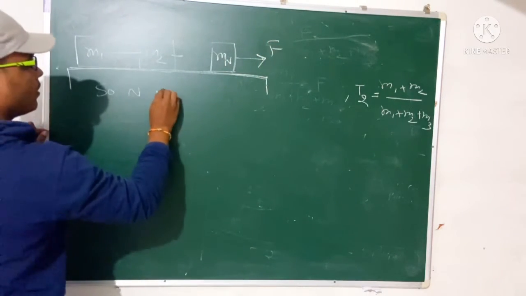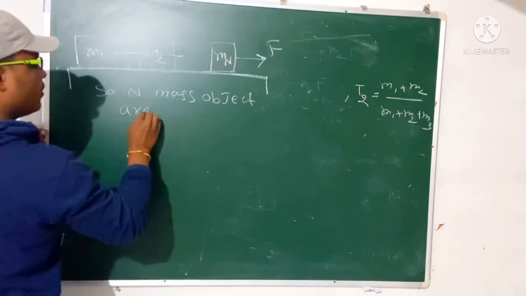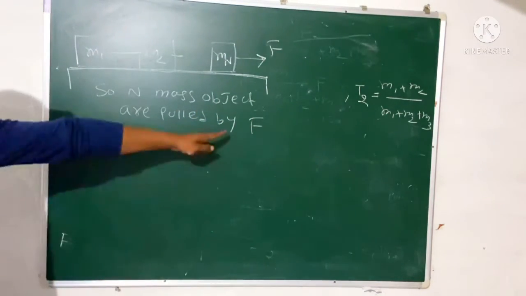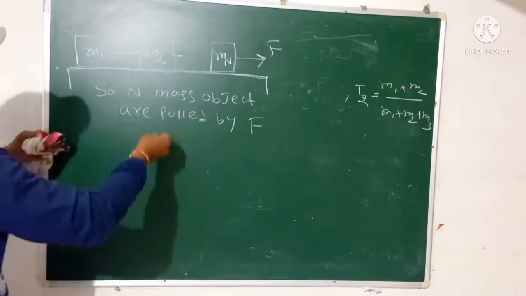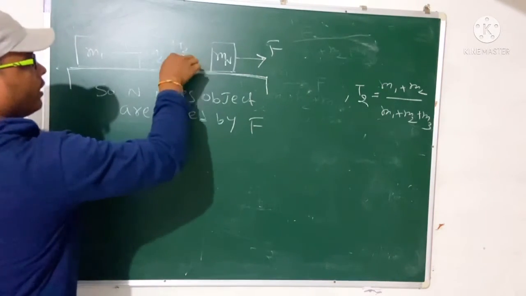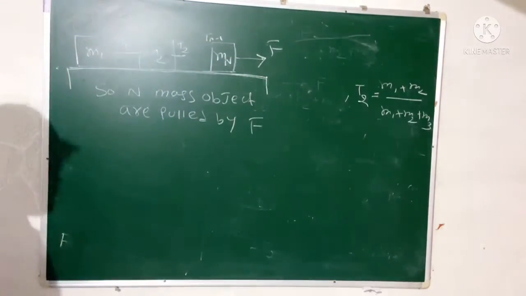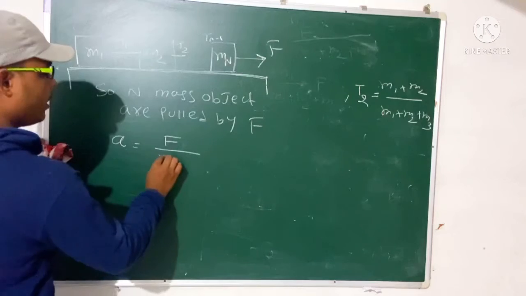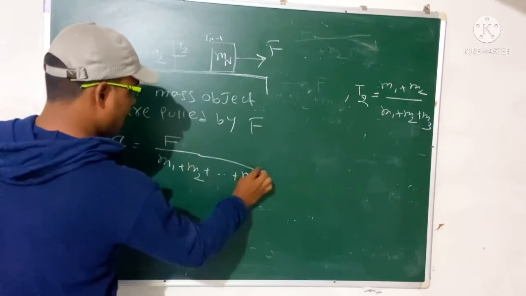So n mass objects are pulled by force F. So M1, M2, M3, and n number of masses are connected. The tensions will be T1, T2, then M3, M4, M5, and so on, and the last one will be Tn minus 1, right? So what will be the acceleration? Acceleration will be F by M1 plus M2 dot dot dot Mn. So this is the acceleration.